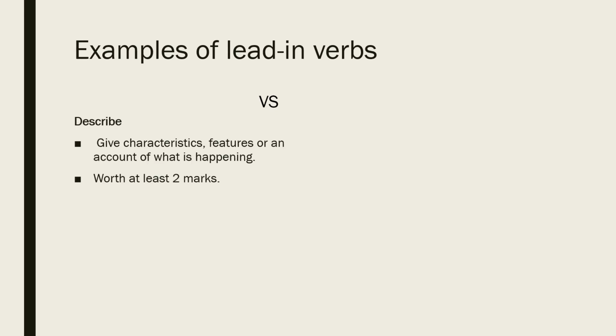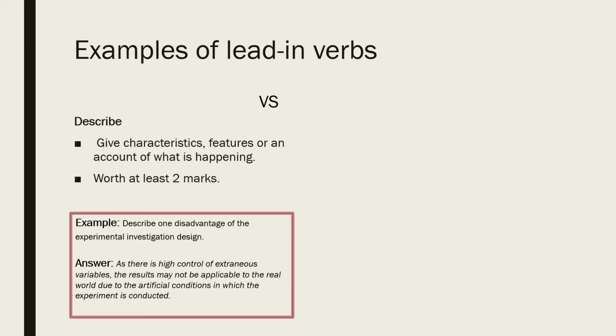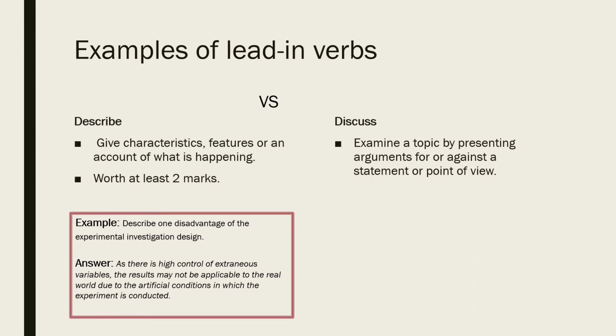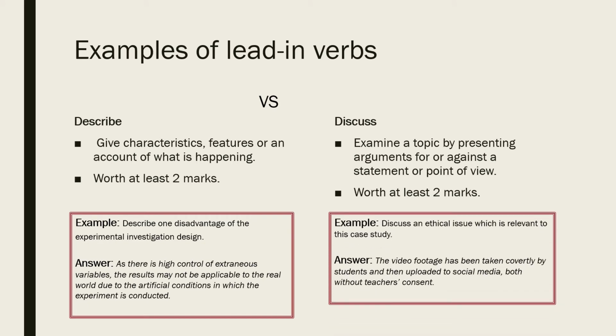Distinguishing the difference between what is required for a describe versus a discuss question can be tricky. Describe questions involve giving characteristics, accounts, or features of what is happening. Therefore, these sorts of questions are worth at least 2 marks. For example, in this question, you have to describe one disadvantage of the experimental investigation design. Discuss questions, on the other hand, usually involve examining a topic by presenting arguments for or against a statement or point of view. For example, in this question, you have to discuss an ethical issue which is relevant to a particular case study.